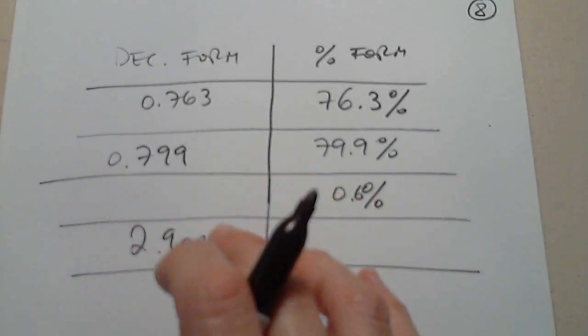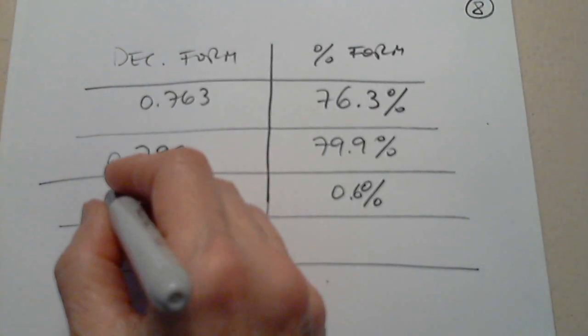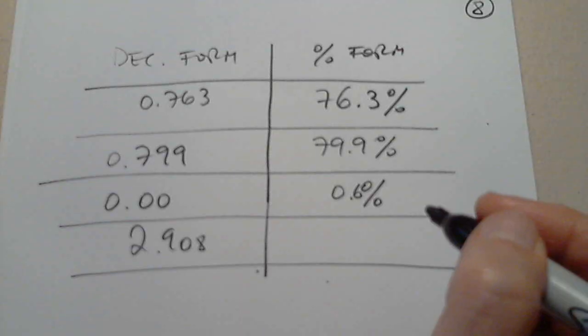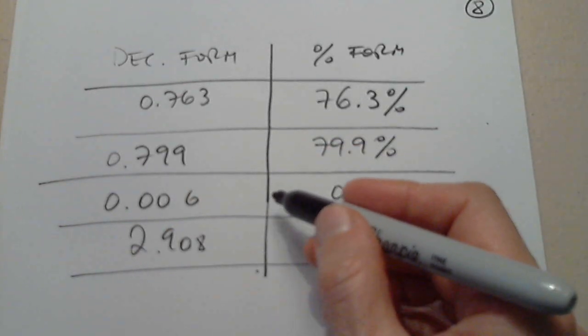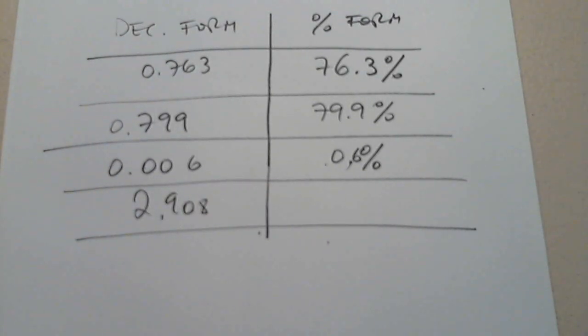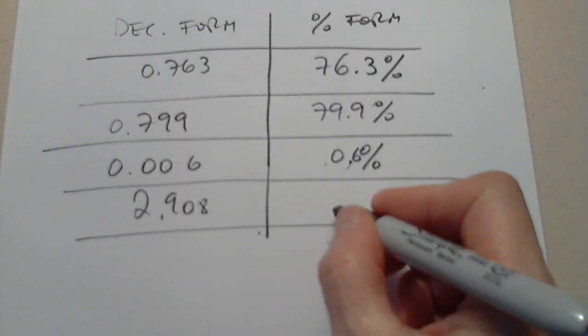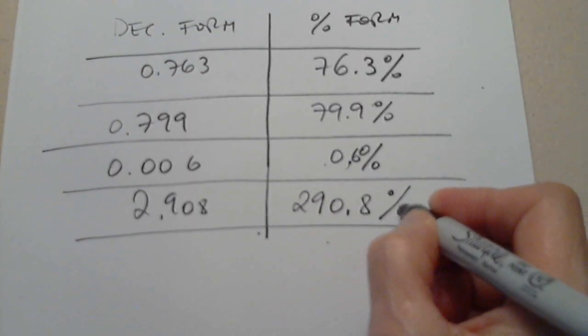Can anyone do this one for us and this one? 0.006. Yes, 0.006, because we have to move the decimal point 2 spots to the left. Excellent. Here we have to move it 2 spots to the right. And yes, it is 290.8%.